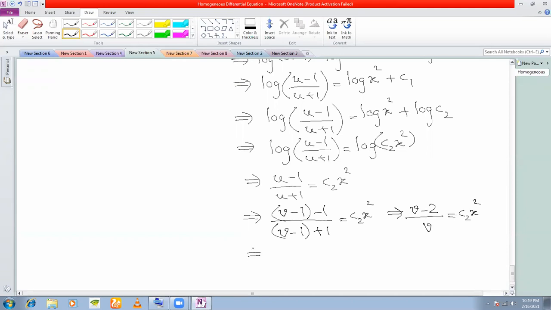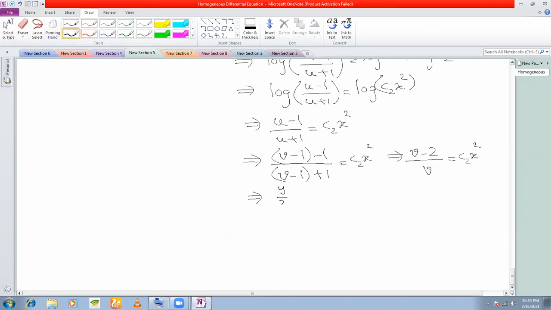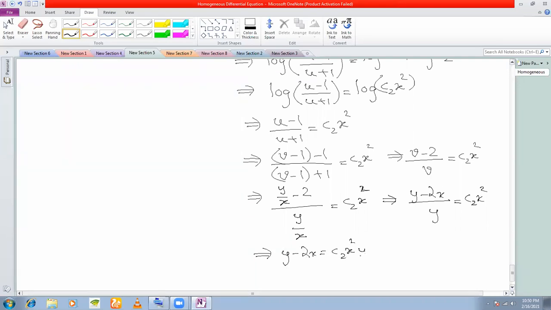Now put v is equal to y by x. We had taken y is equal to vx. So now put v is equal to y by x. y by x minus 2 divided by y by x is equal to c2x square. Okay, so now you take the LCM, you get y minus 2x by y is equal to c2x squared. So what is the general solution? y minus 2x is equal to c2x square y, where c2 is an arbitrary constant. Clear with this? There's a boundary condition also given.